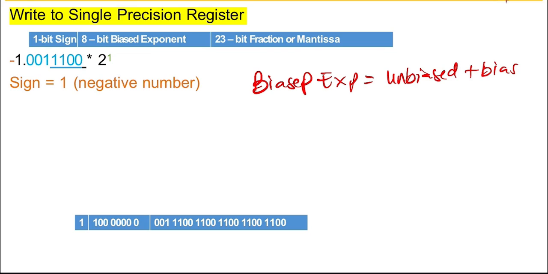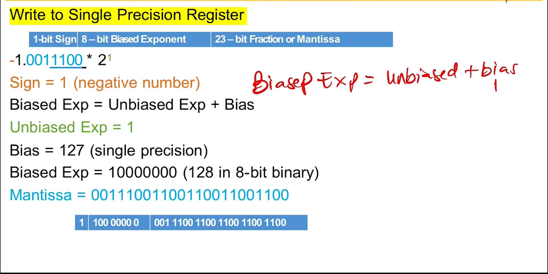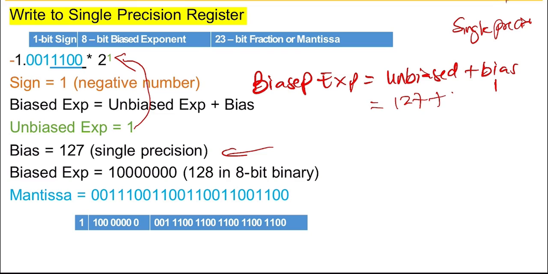So right now, because we are doing single precision, we know that our bias is 127. Our bias is 127 because it's single precision, and our unbiased exponent is 1, which is from here, right? So when we add both this one and 127, the answer is 127 plus 1, which is 128. And when we convert 128 into binary, you get 1 0 0 0 0 0 0 0, right?